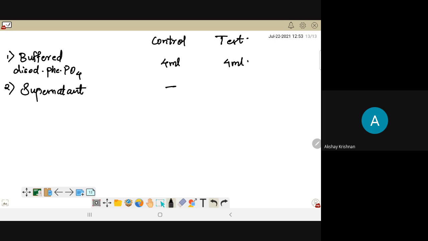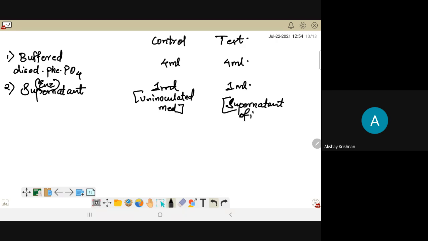Look, the enzyme that you are adding in the test, it's going to be the supernatant of the broth medium, right? So there are going to be components of the broth also. So if any of those components are interfering, we need to nullify that out, right? So to nullify that out, you should be adding 1 ml of uninoculated medium, while here you will add the supernatant of inoculated medium.